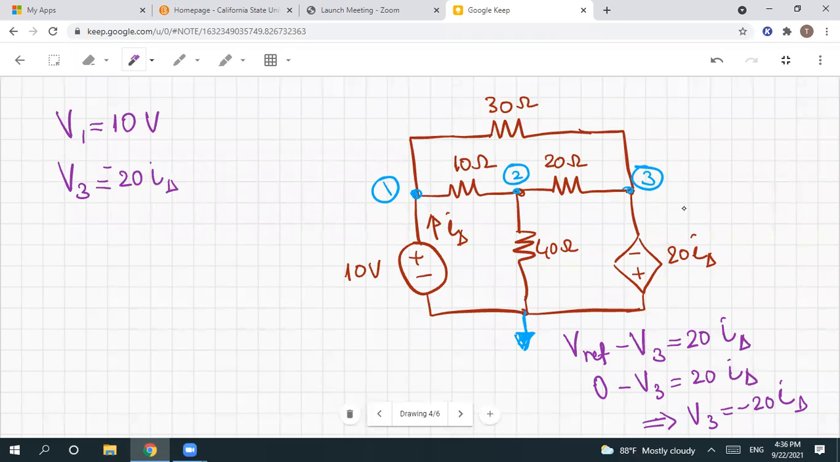So I need to write only one KCL at the second node, because this voltage is known and this voltage is known. But I also need to express I delta in terms of the unknown voltages. So what do you think? What will be I delta? Who can tell me what could be I delta here?